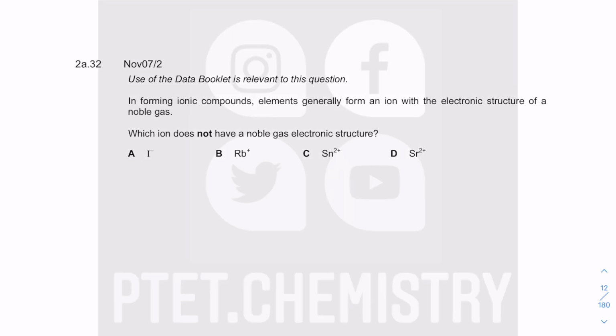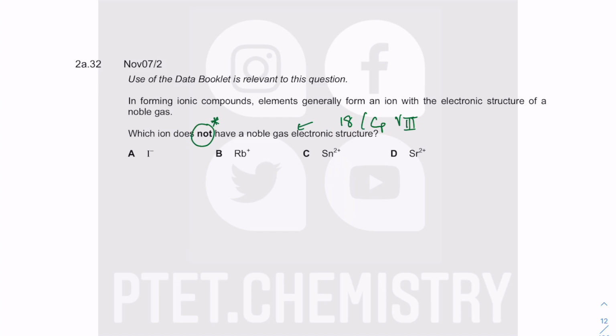In this next question, when we form ionic compounds, the elements generally form an ion with the electronic structure of a noble gas. So which ion does not have a noble gas electronic structure? The noble gases occupy group 18, or what you would call group 0 from GCSE or IGCSE. I think you use the Roman numeral back then, but in A-levels they prefer you to use the numerical value as shown on the periodic table that you have been supplied with at this level.